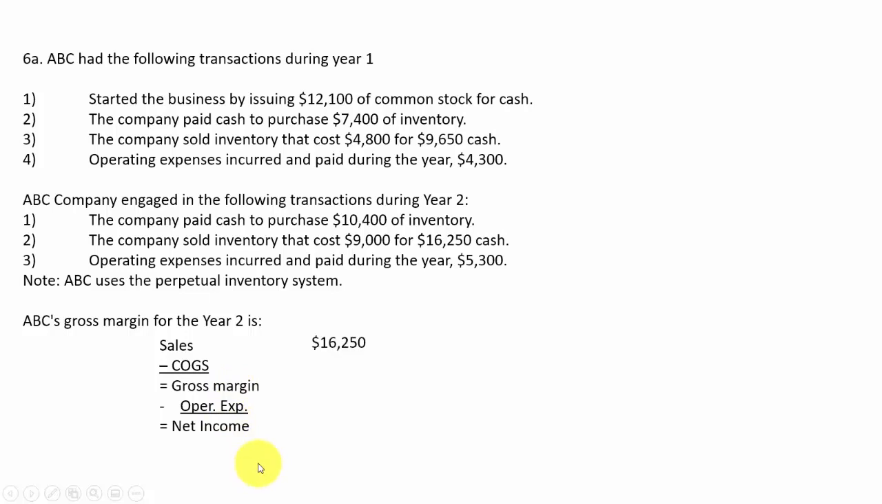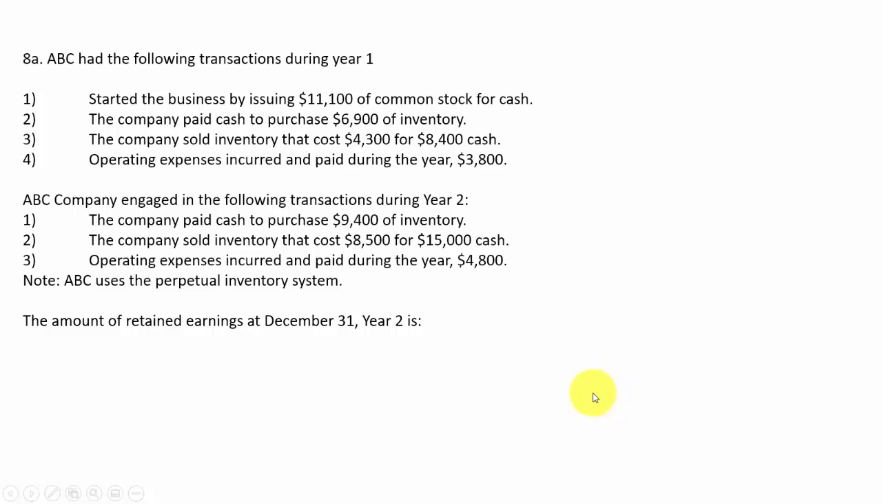So we have sales of $16,250. That's the second item here, where the company sold inventory that cost $9,000 for $16,250. So sales are $16,250. And the cost of the inventory was $9,000. That's the cost of goods sold. And all they want to know is gross margin for year 2, which in this case would be $7,250. So all the information up here for year 1 is irrelevant. All the information up here about operating expenses and so on and so forth is all irrelevant. All we really care about is $7,250.